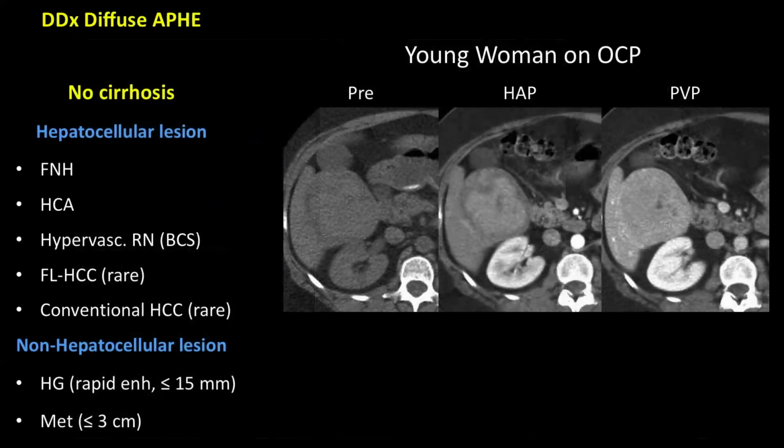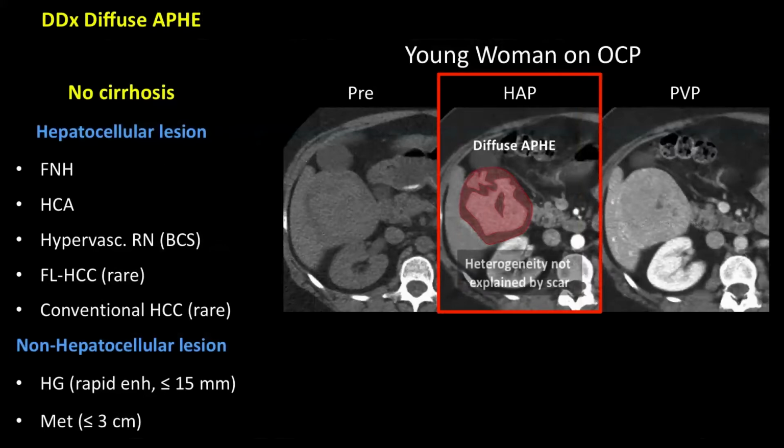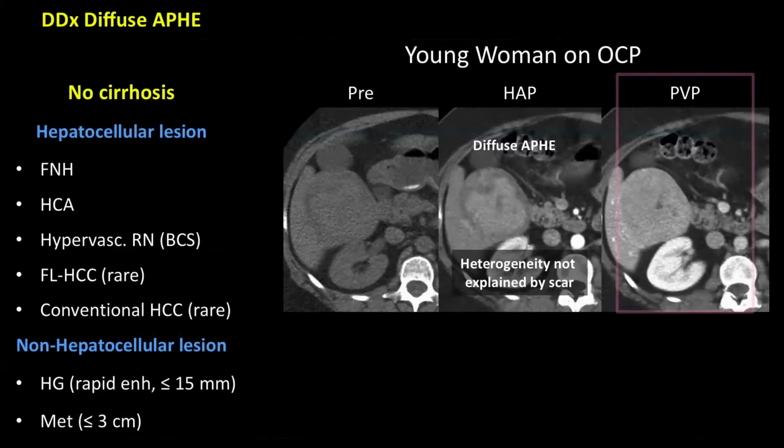Okay, so now let's move on to a young woman on oral contraceptive pills and ask ourselves what we think is happening here. I draw your attention to the arterial phase and notice that this patient has a lesion with diffuse APHE. Is this lesion homogeneous except for a central scar and the fibrous network? And the answer is no, because if we look at the heterogeneity, it looks like this. So this lesion has heterogeneity that is not explained by a central scar. So already we don't really like this as being a focal nodular hyperplasia.